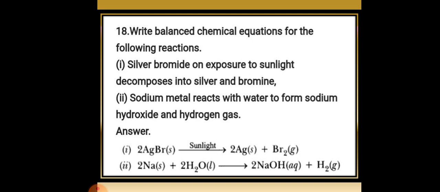So dear students, whatever statement has been given here, you have to convert it into the chemical representation form. After the representation form, you have to observe whether the molecules are balanced or not, and if it is not balanced, then you have to go for the balancing. Okay, so this is one of the examples. Now let's go for the next question.